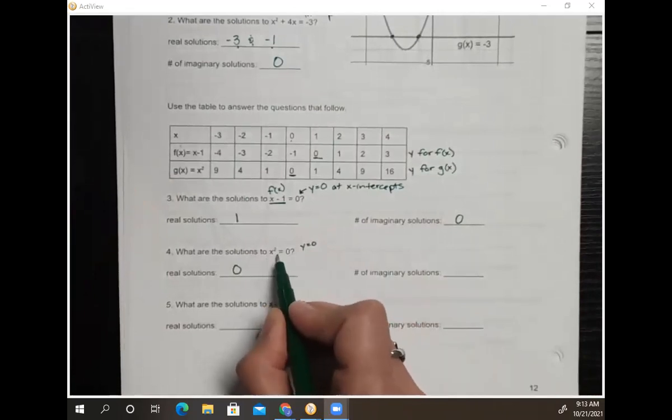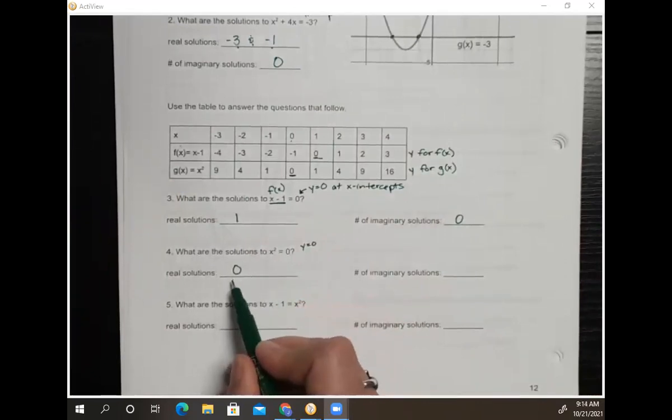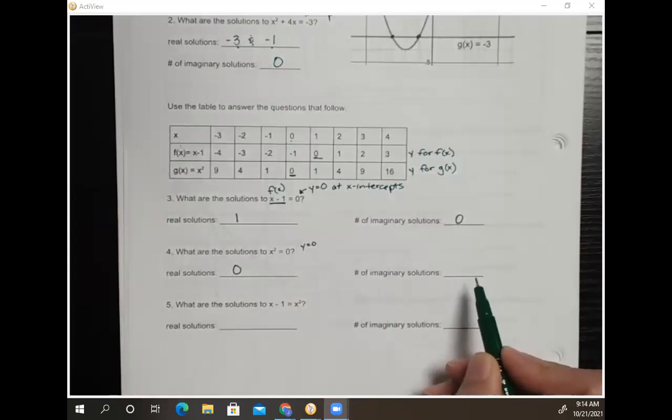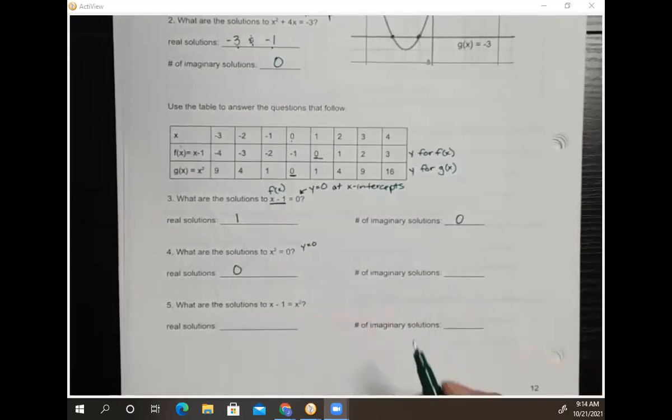How many total solutions do I expect out of this function? 2. I've listed 1 real solution. So what do you kind of want to tell me for number of imaginary solutions? You kind of want to tell me 1, right? But what did I say just a minute ago? I have to have an even number of imaginary solutions. Like, it's not 1. So let's think about this graph a little bit more.